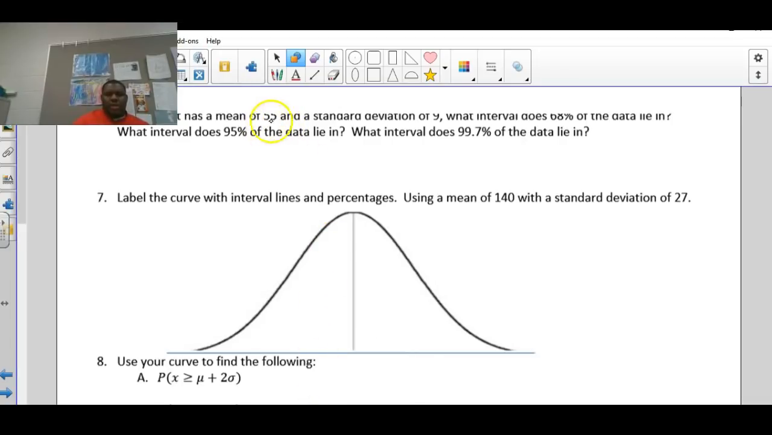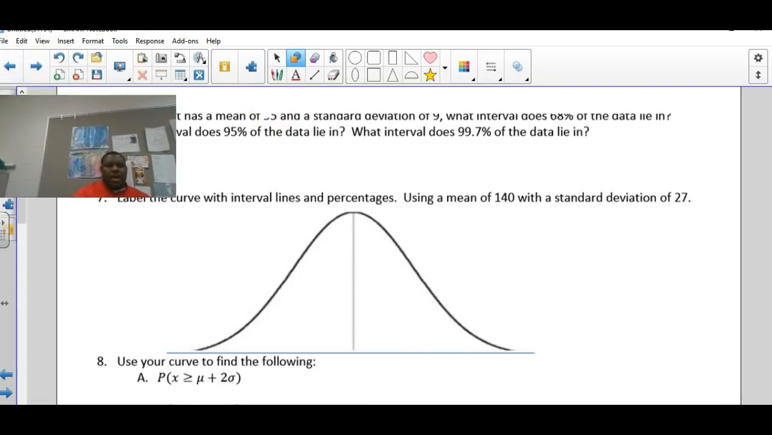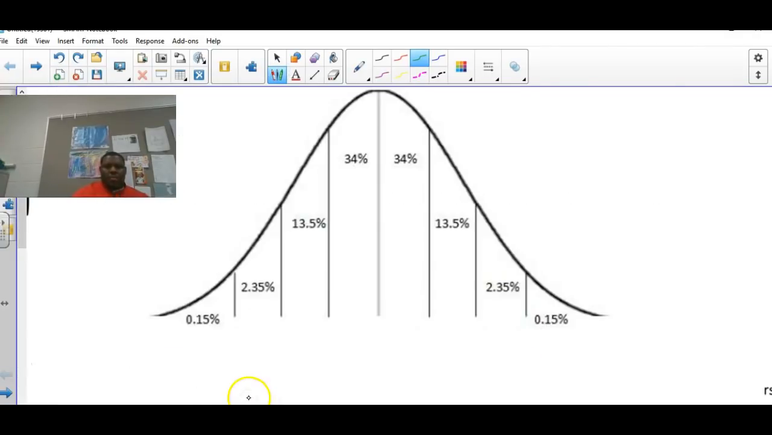So again, the mean is 55. That should be 55, sorry about that. The mean is 55 and the standard deviation is 9. Let's go ahead and look at this. The mean is 55. You guys know this middle line right here is mu, or the mean, 55. And then the standard deviation is 9.